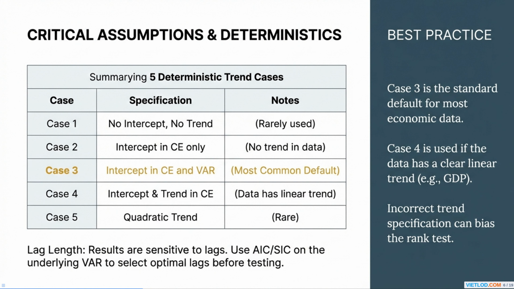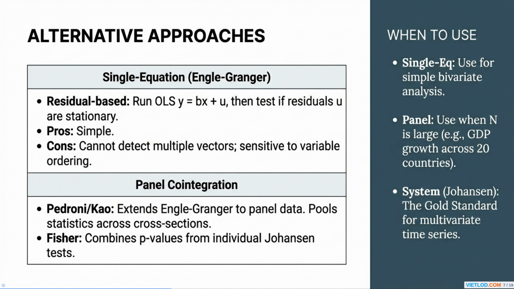It's crucial to correctly specify these trends, as an incorrect specification can bias the rank test. Additionally, the lag length significantly impacts results, so always use AIC/SIC on the underlying VAR to select optimal lags before performing the cointegration test.